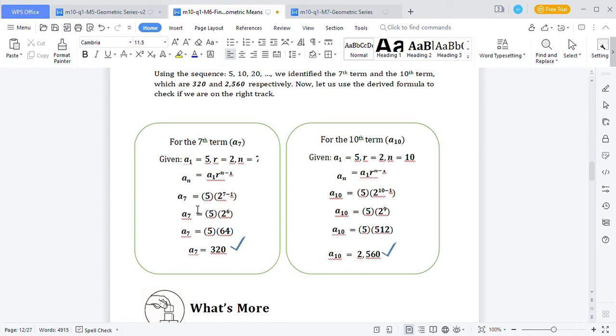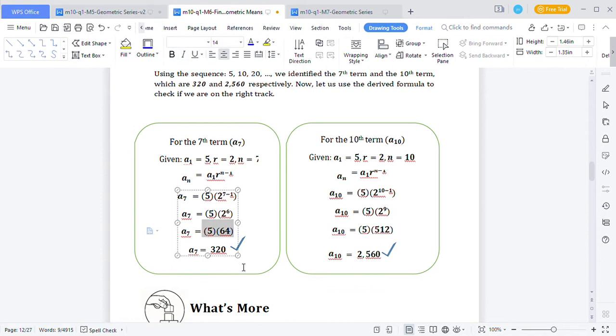So, you have there a sub 7 is equal to, your first term is 5. Your r is 2 to the power of 7 minus 1. So, 7 minus 1, that's 6. So, 2 to the power of 6, that is 2 times 2, 4 times 2, 8 times 2, 16 times 2, 32 times 2, 64. So, you have 64 times 5, that is 320. The same process that you will have to use in finding the 10th term of that sequence.